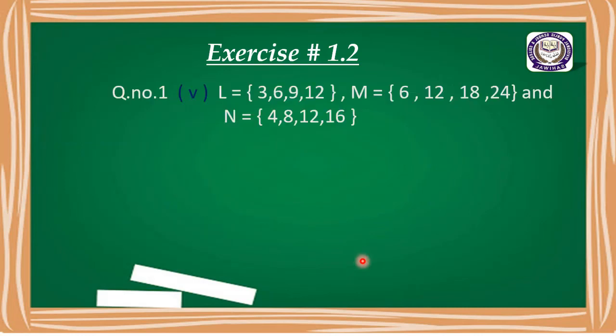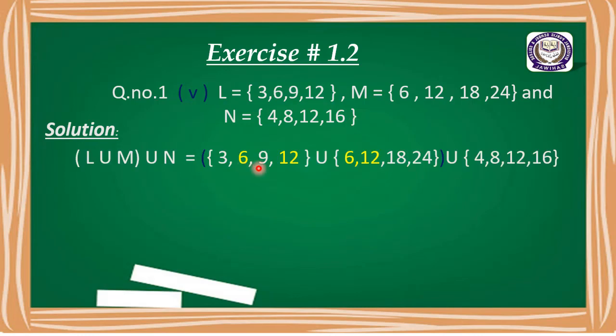Now students, we can see here another question, number 1 part 5, and we have L is a set which consists of the elements 3, 6, 9 and 12. M is a set which consists of the elements 6, 12, 18 and 24, and N is a set which consists of the elements 4, 8, 12 and 16, and we will find the union of these three sets.